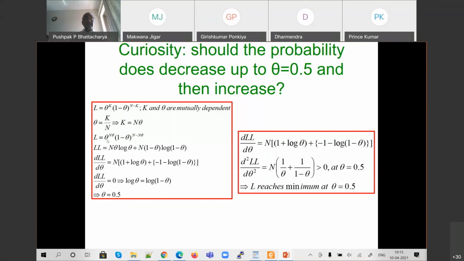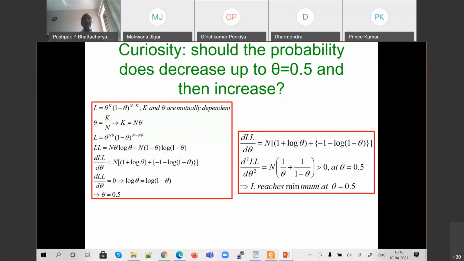So then L can be written as theta to the power n theta, because k equal to n theta, into 1 minus theta to the power n minus n theta. If I take the log of this likelihood, then LL is n theta log theta plus n into 1 minus theta log 1 minus theta. I differentiate the log likelihood with respect to theta, and I get n into 1 plus log theta plus minus 1 minus log 1 minus theta. Just a differentiation of this expression with respect to theta. Now equate this first derivative to 0. Then I get log theta equal to log 1 minus theta. Theta gives me 0.5.